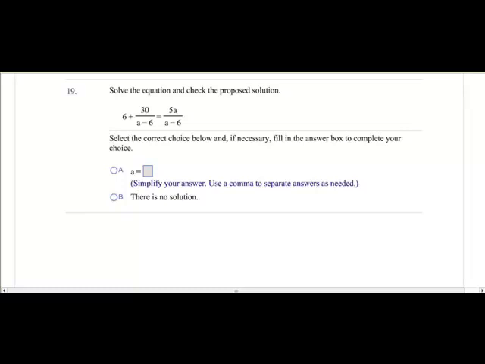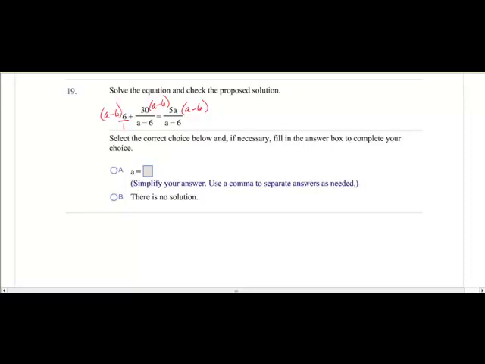Well, remember, I have this 6 here, which is going to be put over 1. And then what's my common denominator? Well, I have a 1 and I have an a minus 6. So my common denominator is a minus 6. I'm going to multiply everything by a minus 6. I'm going to multiply by a minus 6 here. I'm going to multiply by a minus 6 here. And I'm going to multiply by a minus 6 here.